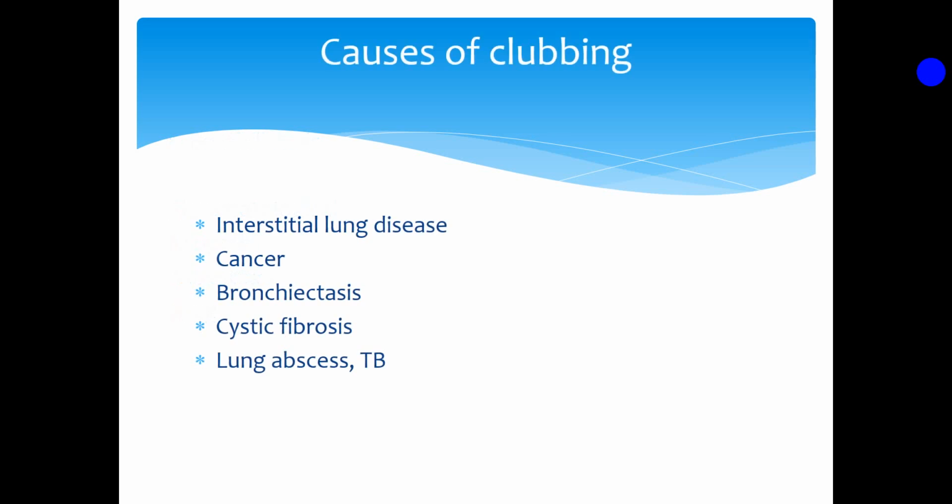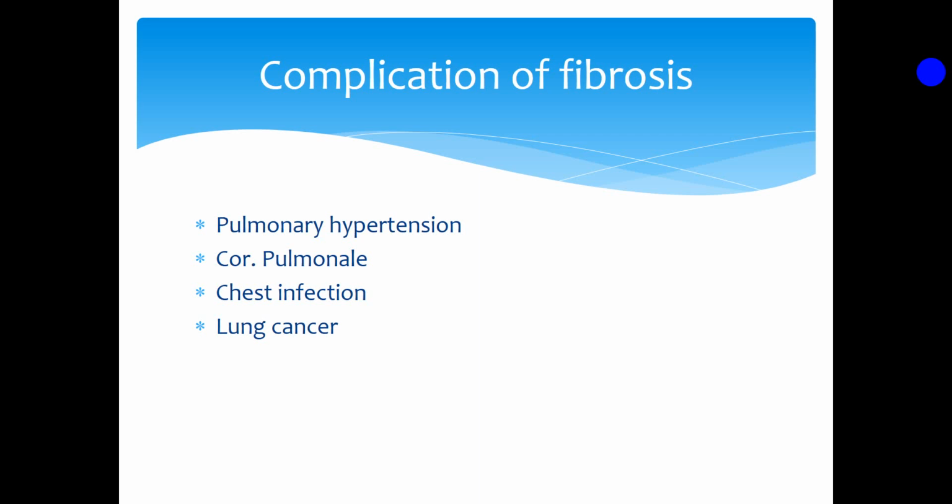What are the causes of clubbing? Interstitial lung disease, cancer, bronchiectasis, cystic fibrosis, lung abscess, and TB. What are the complications of fibrosis? Pulmonary hypertension, pulmonary congestion, cor pulmonale, chest infection, and lung cancer.